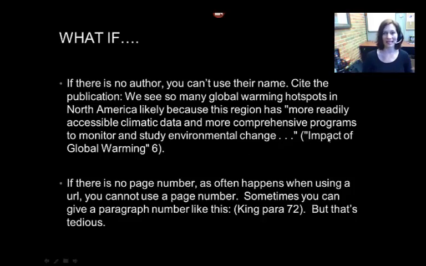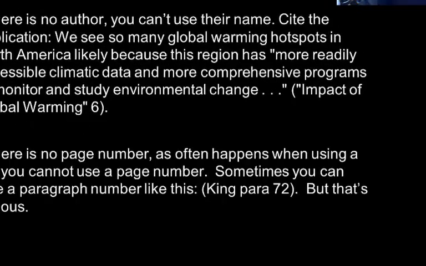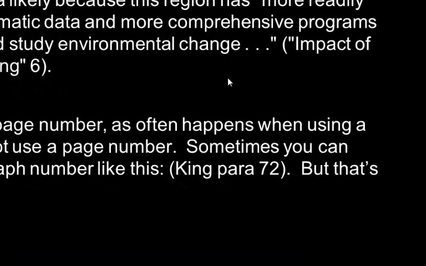That means that's the name of the particular article. And then the page number, close parentheses, period. The ellipses here shows us that there's more in this sentence, but for the purposes of this paper, that's all that we need. What if there's no page number?